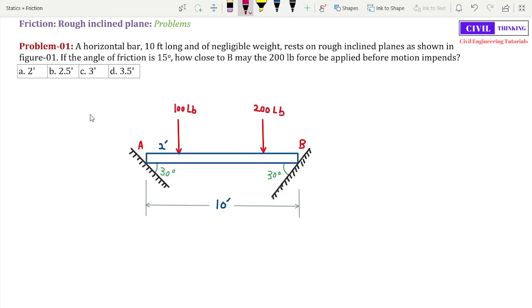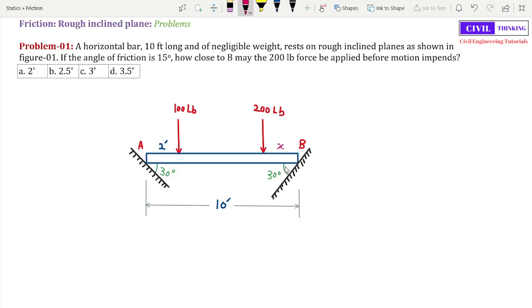Now, as you can see here, we have a horizontal bar of blue color standing on two inclined supports, right? The supports are inclined and there is also friction. Now let us say the distance between this 200-pound force and B is x. So we have to find this x distance before the motion impends.